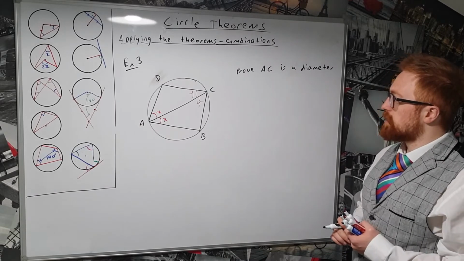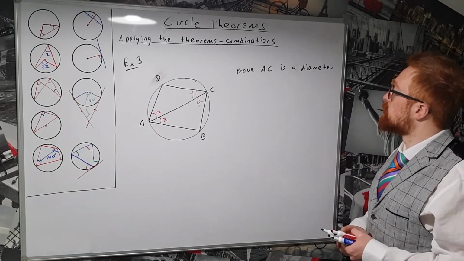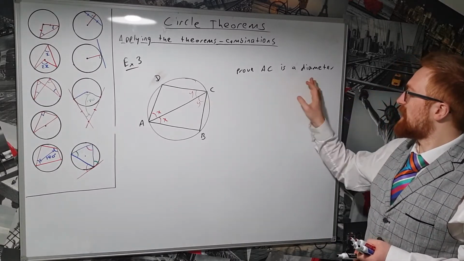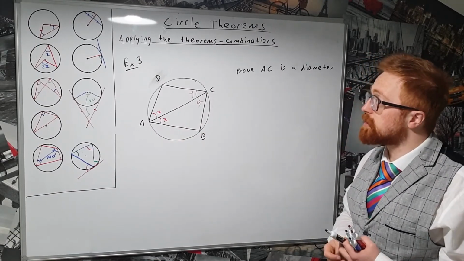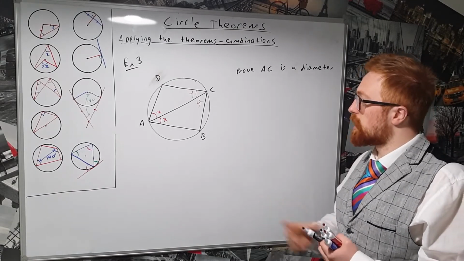Okay, so our last strategy, or the last sort of question we might get, is proof. What we need to do in this example is prove that AC is a diameter. We're not given a lot of information here, so we might be thinking, I'm not really sure how to go about doing this.